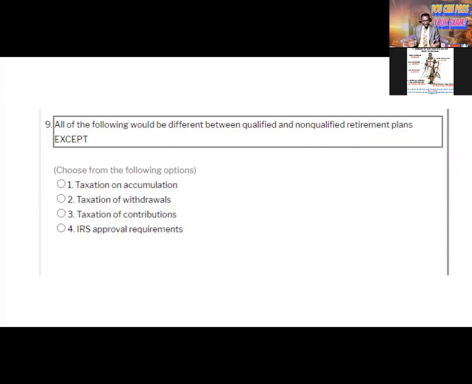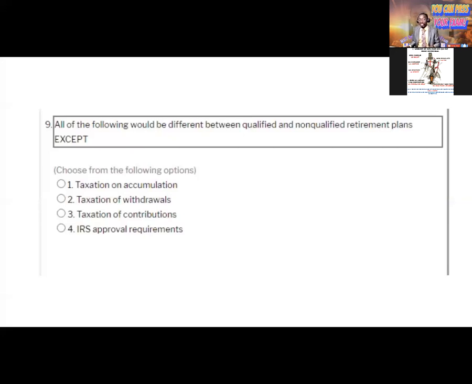I'm not going to go through all the details right now, but you need to know the difference between qualified and non-qualified. If you get a test question with qualified and non-qualified as the keyword, you need to know what the difference is. So let's go ahead and take a look at that. Now you see this number changed. 1, taxation on accumulation. 2, taxation on withdrawals.